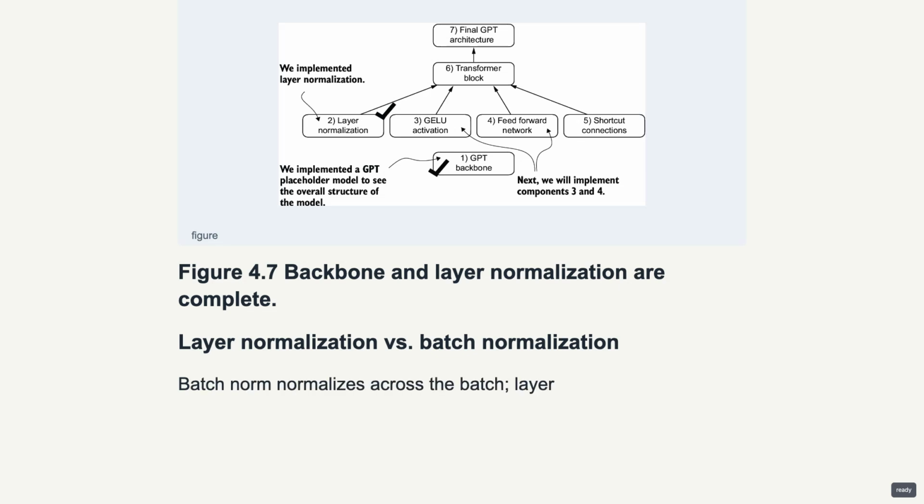Batch normalization depends on statistics gathered from multiple examples at once, while layer normalization works on each example by itself. That makes layer norm much easier to use when batch size is limited or when the model runs one example at a time.